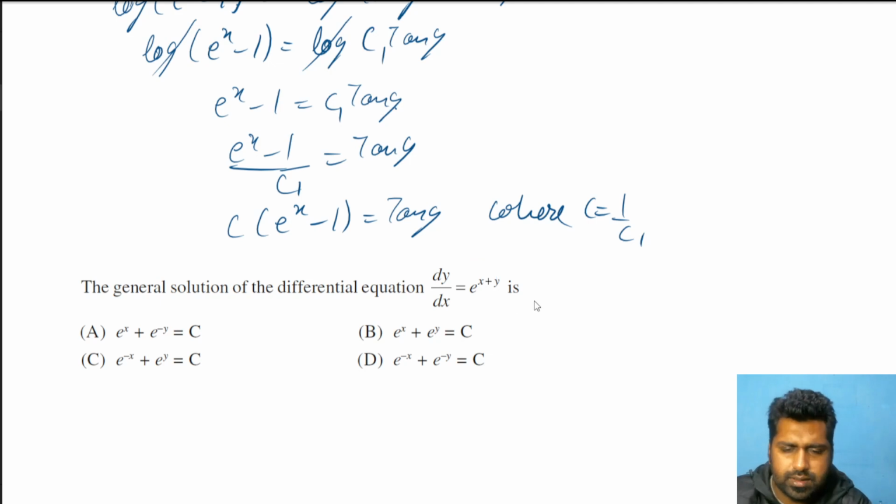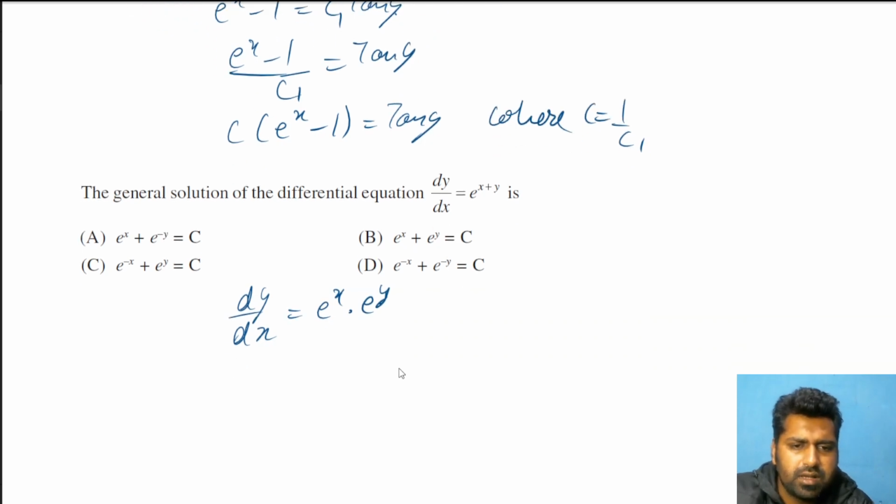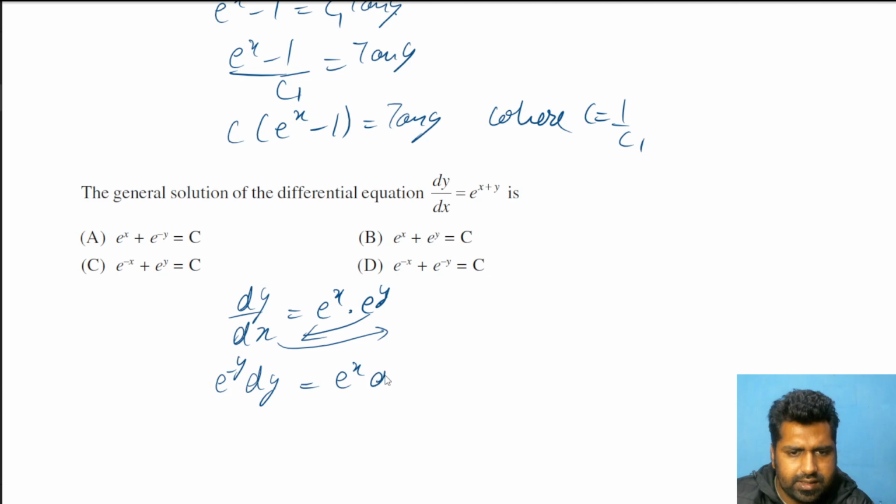So what we can do is write this as dy by dx equals e raised to power x into e raised to power y, because in multiplication the power gets added if the bases are same. Now I can easily separate, take this here, take it here. So dy upon e raised to power y, or e raised to power minus y I can write: e raised to power minus y dy is equal to e raised to power x dx.